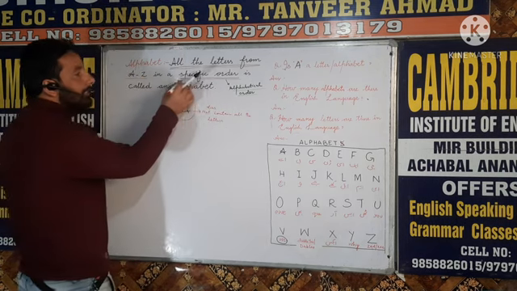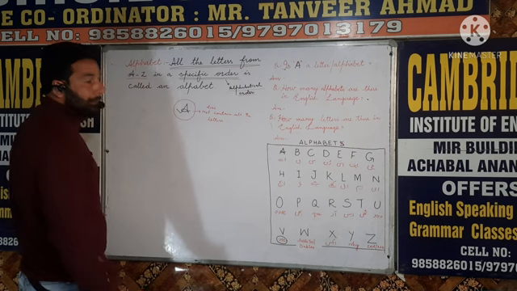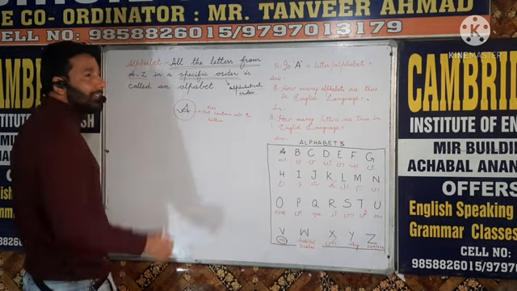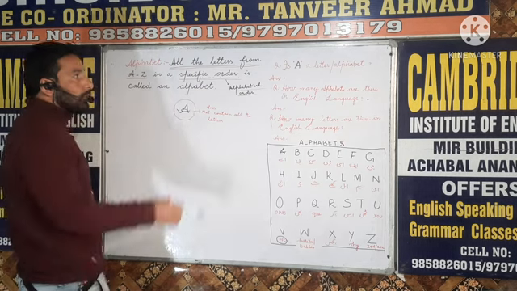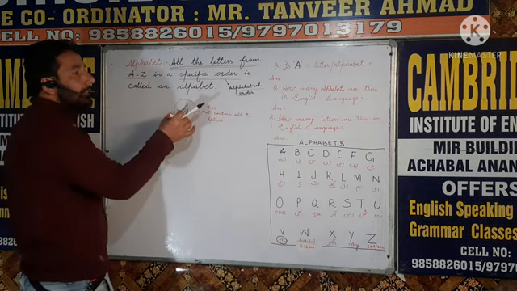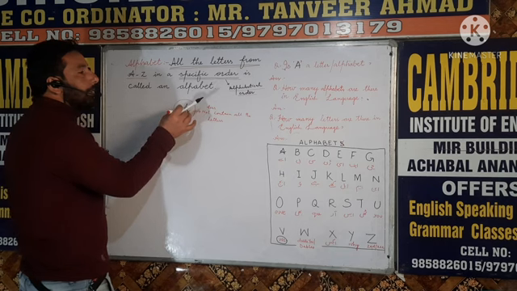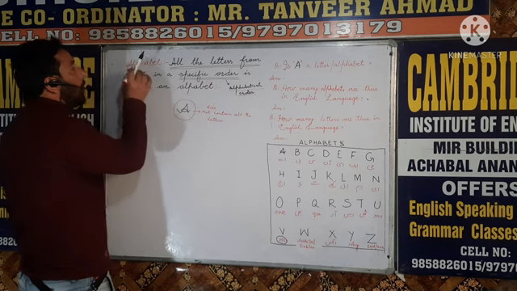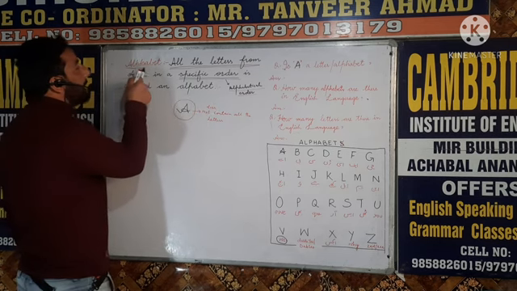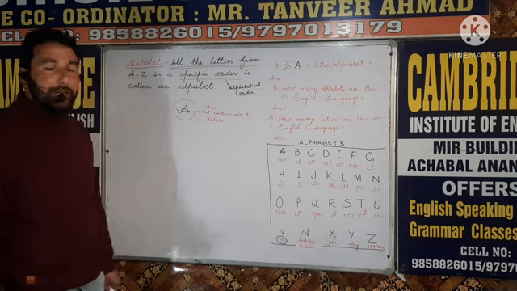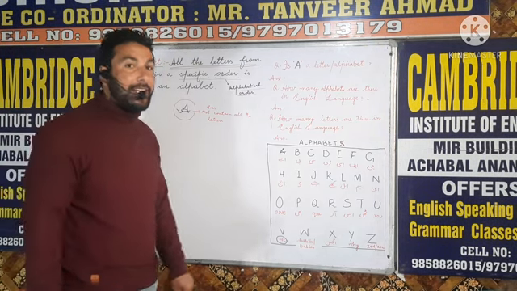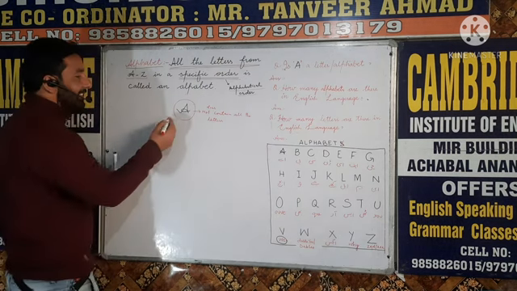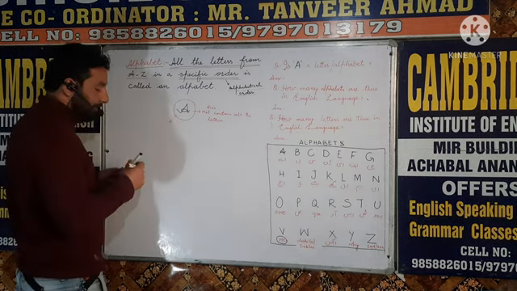Then, does it have a specific order? Specific order means an alphabetical order. No, it does not have an alphabetical order. So if it doesn't fulfill all the criteria of the definition of alphabet, how can we say that this is an alphabet? No, we cannot say that. Rather, this is a letter.